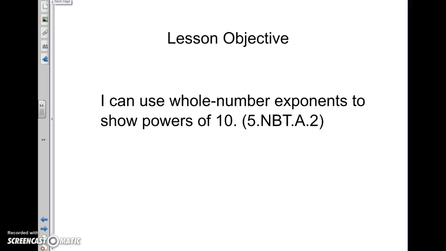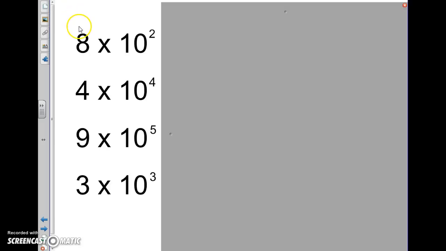Our lesson objective today: I can use whole number exponents to show powers of 10. It's 5th grade standard, Numbers and Operations in Base Ten, A2. So what we're going to be doing today is taking numbers and multiplying them by powers of 10. Remember, powers of 10 means we're multiplying by 10 to some certain exponent, some certain power.